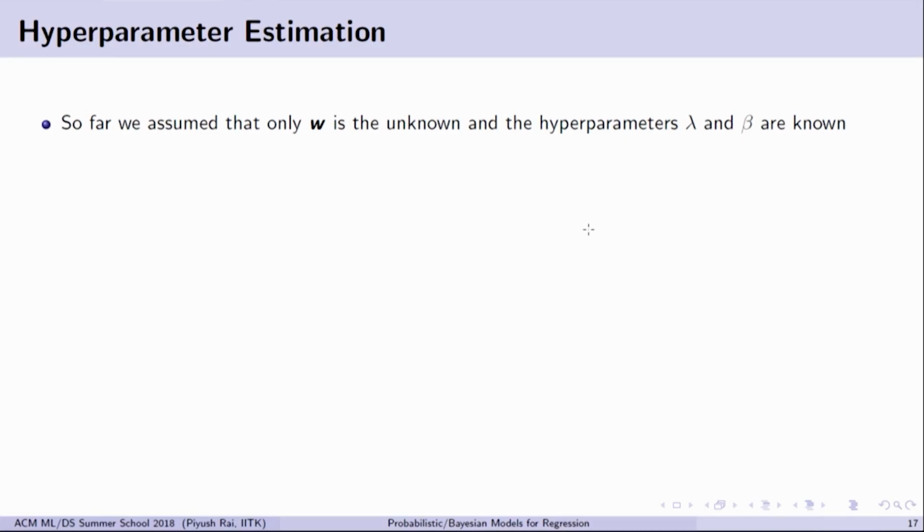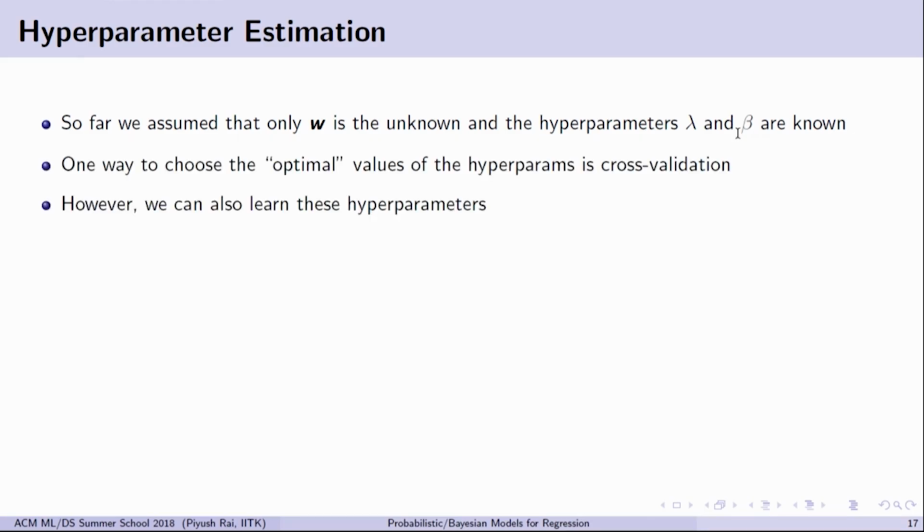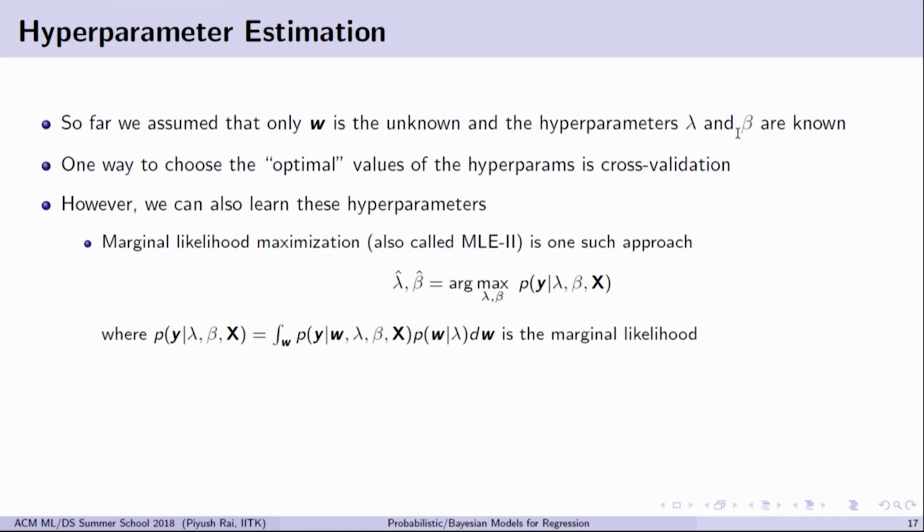Okay, so hyperparameter estimation is the next thing that I wanted to talk about. In the problem setting that we discussed so far, we assume that W is the only unknown. Only the weight vector is unknown, and we assume that lambda and beta, the hyperparameters of the model, are known. But there is nothing that stops us from estimating these if we are taking a probabilistic approach. And we don't even want to use cross-validation, because cross-validation is easy. You don't need a probabilistic model.